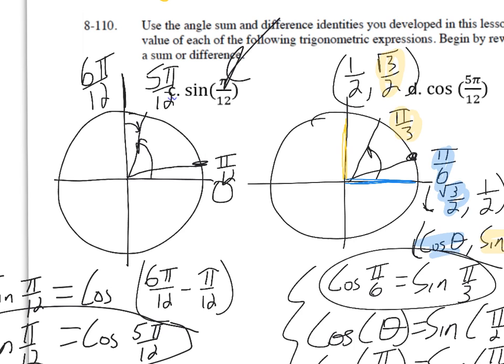Geometrically, that's because the sine, which is this distance, is going to be the same. In other words, the sine of pi over 12 is going to be the same as this x-coordinate up here for 5 pi over 12, which is the cosine of 5 pi over 12. So all of that's going to be the same. Now, we just need to find the sine of pi over 12 and the cosine of 5 pi over 12.